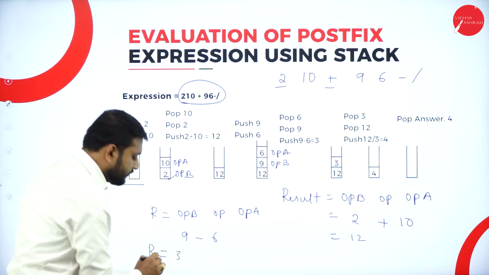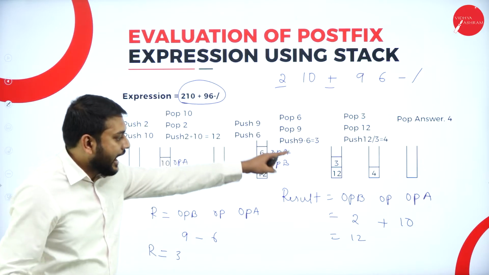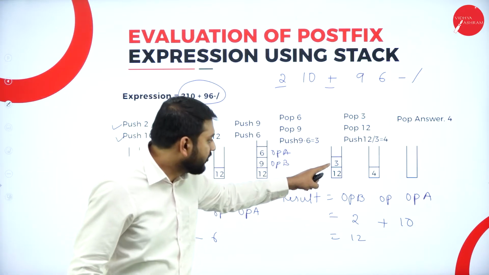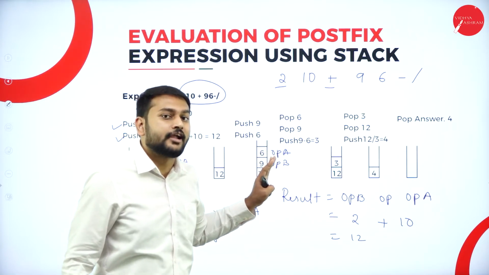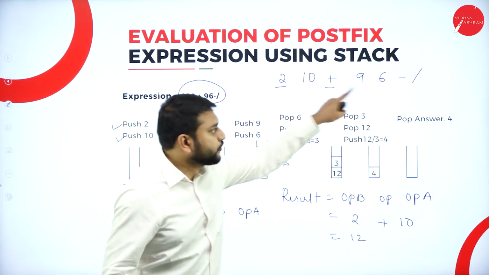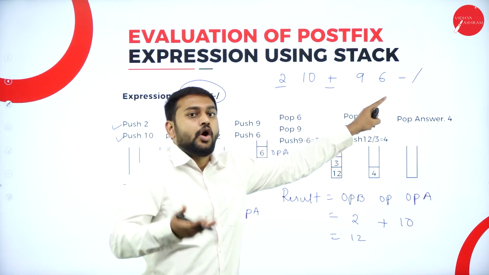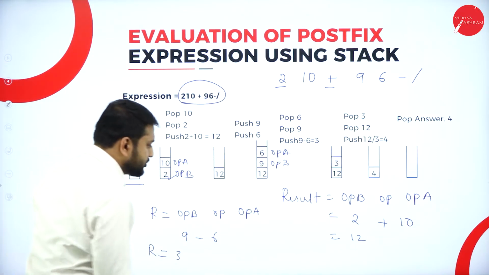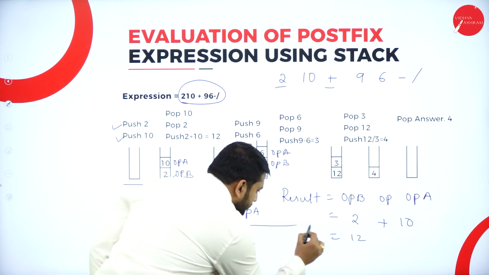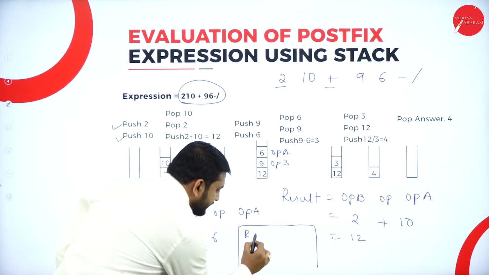So what do you do with the result? You will push it to the stack. Observe here, I have pushed it to the stack. Now I have 3 and 12. That's what I have in the stack. Right? So fine. What is the next one that I have? Do I have operand or operator? Operator. So if you have an operator, again you will calculate the result. Let me just write it here. Okay. So R is equal to.